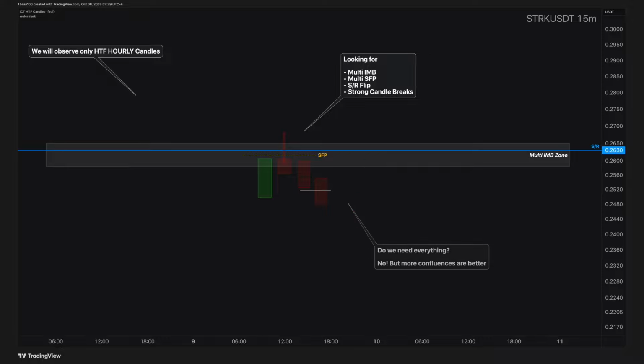Now the question is, do we really need every single one of these signals to make it right here? Not necessarily, but it is always better to have multiple confluences working together because that helps us increase our chances of winning in each trade.